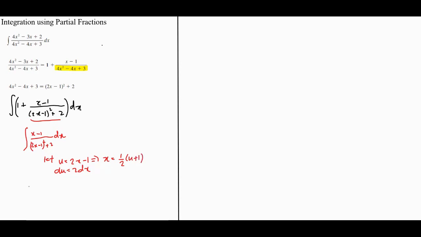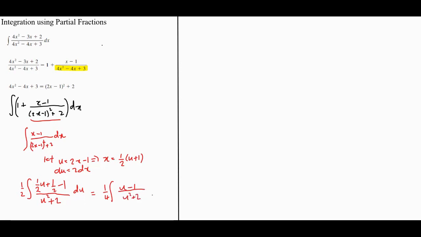Okay, I hope you can see that. Now when we go back to the integral, x minus 1 is going to become half u plus half minus 1. That's on the top, and then you've got the du and a half over here. And then 2x minus 1 is u, so the denominator is just going to be u squared plus 2. Now that's going to further reduce to just 1/4 the integral of (u minus 1) over (u squared plus 2).